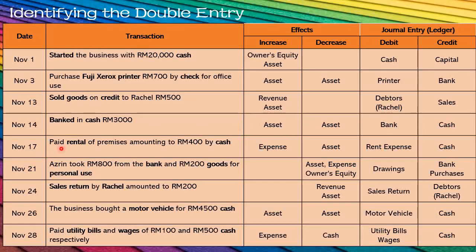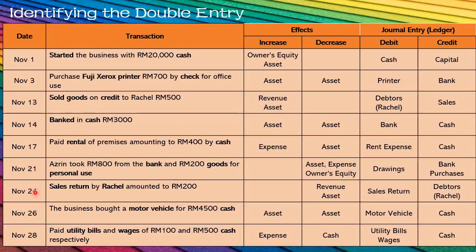November 17 kita bayar rental menggunakan tunai cash. So expense kita bertambah, asset kita berkurang. So what kind of expense we are talking about? Rent. So bila expense bertambah, debit. So expense bertambah, debit rent expense, asset berkurang, credit cash.